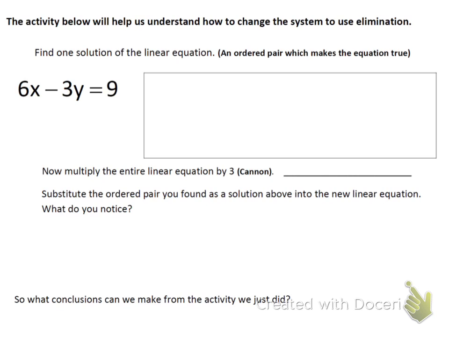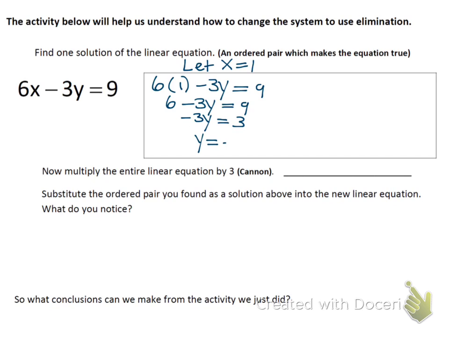So for simplicity's sake, we're going to pick an x value. Let's pick x equals 1. I'm going to substitute x equals 1 into the equation and simplify to get that y equals -1. Always make sure that you write your answer as an ordered pair. So in this case, our solution to our multivariable equation is (1, -1).